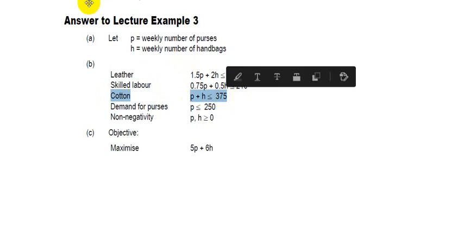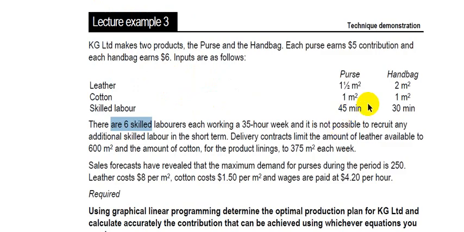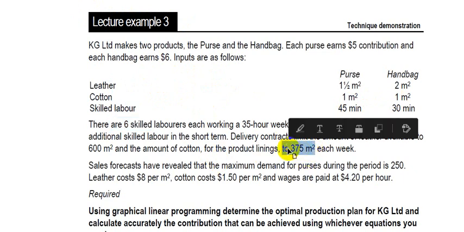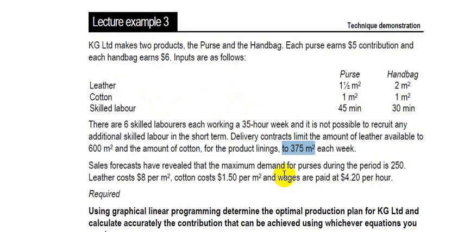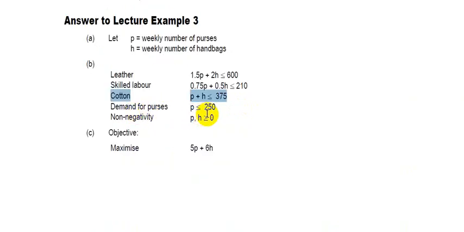The cotton is 1 and 1. The cotton is 375. So P plus H is less than 375. Then the demand for the pieces, we are told the maximum demand is 250. So demand for the pieces is less or equal to 250.